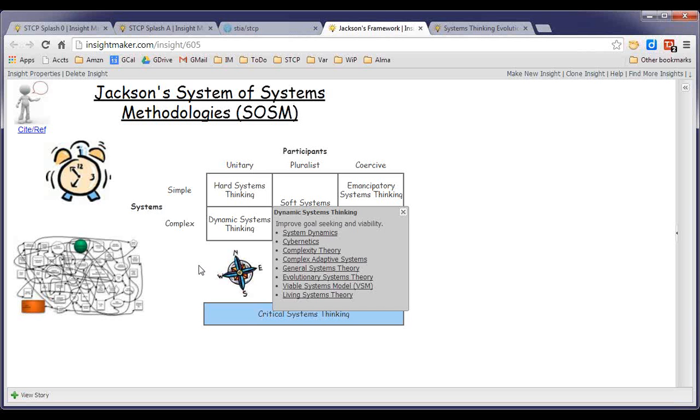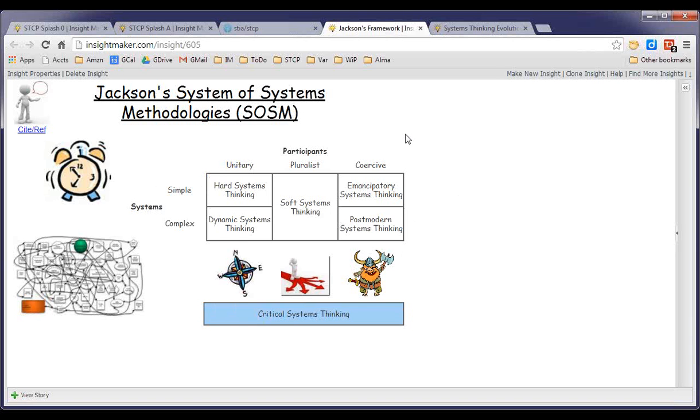From the European or the broader perspective, all of this constitutes systems thinking. Even the unitary simple operations research, systems analysis, systems engineering falls within the framework of systems thinking from the broadest perspective. And I like this one. I think the other one is just way too narrow. Too narrow to be useful.